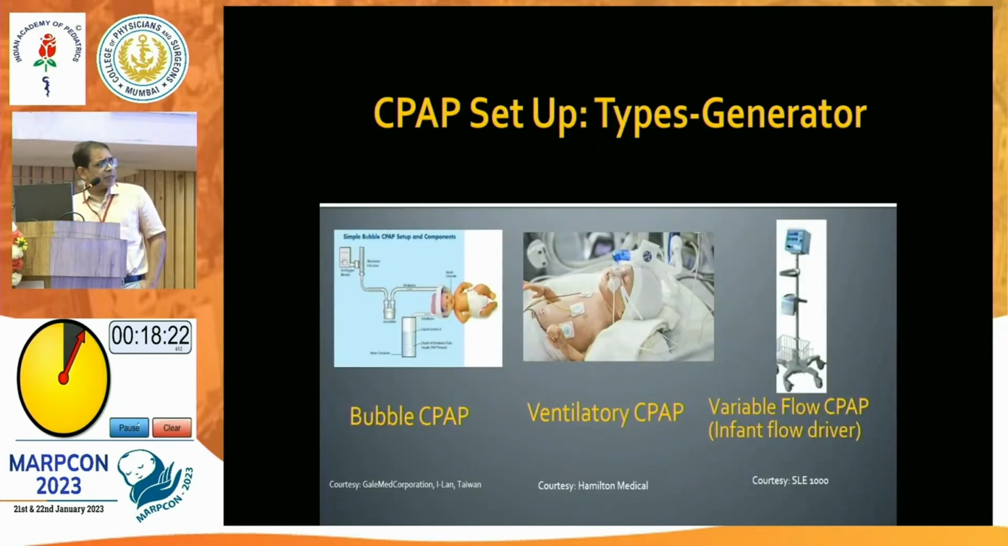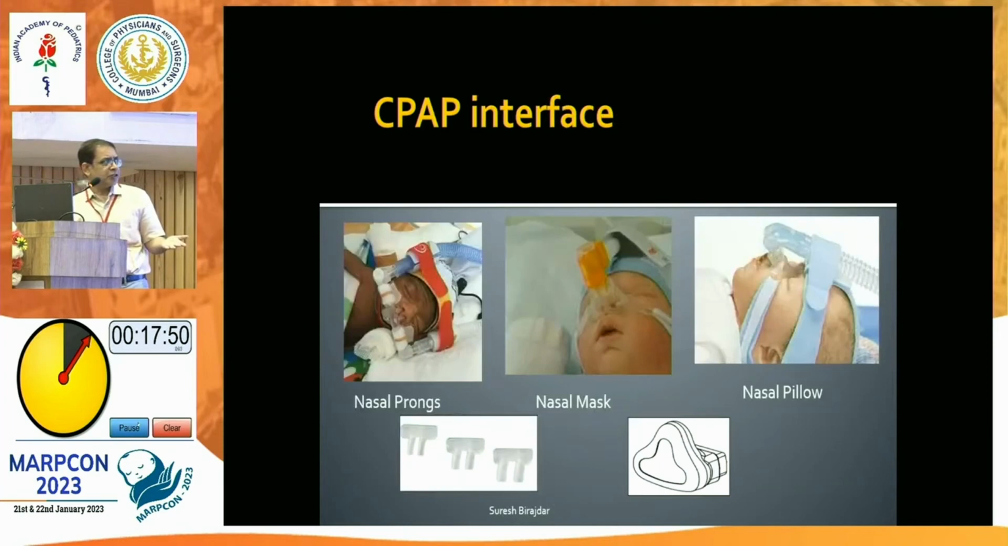So the CPAP setup comes in various types. You can use a generator for CPAP, the commonest being the bubble CPAP. Bubble CPAP uses a variable flow. There is an underwater seal. You can use a ventilatory CPAP, where the flow from the ventilator is used to generate the pressure. And then there is a variable flow CPAP or infant flow driver, which we usually see in machines like SLE. So bubble CPAP and ventilatory CPAP are the most commonly used machines.